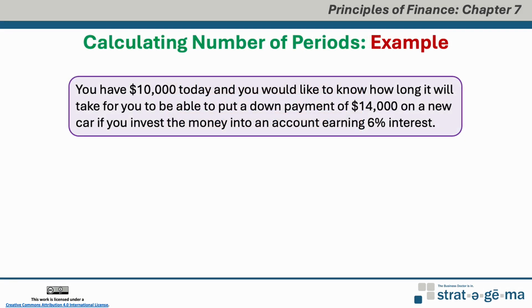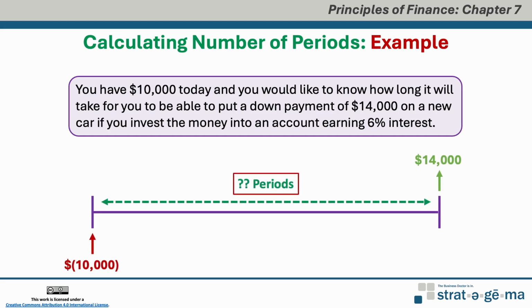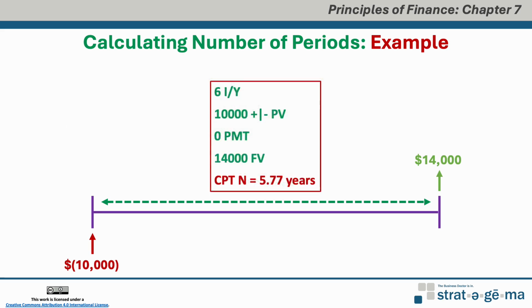All right, so let's say now we want to calculate the number of periods. Here's an example where we have $10,000 today, and we want to know how long it'll take for it to grow so that we can put a $14,000 down payment on a new car if we can put it into an account that earns 6% interest. So our timeline looks something like this. I have $10,000 going into an account, so that's an outflow. And then I don't know how many time periods there are, but I know that at the end, I want to pull out $14,000.